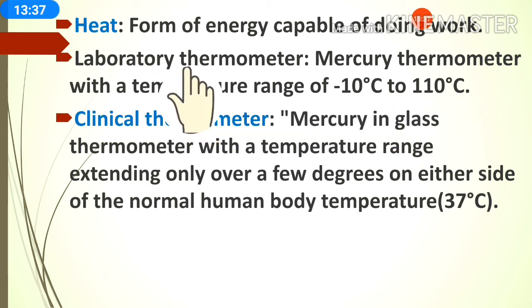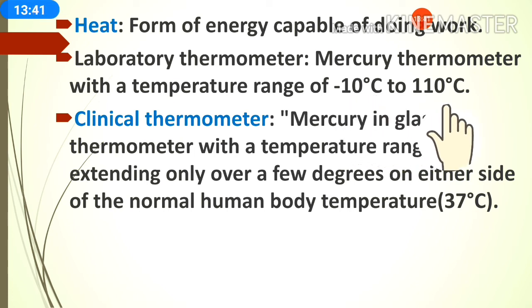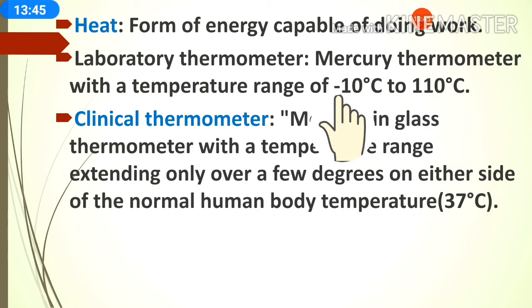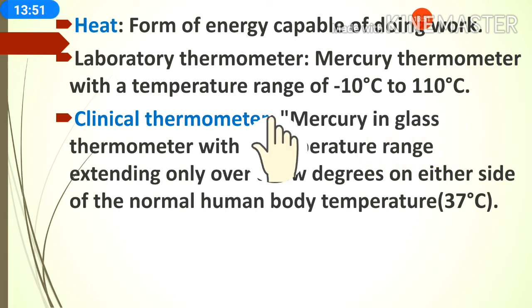Means the scale in the laboratory thermometer ranges from -10 to 110. It can be asked, what is the range of the laboratory thermometer? So you need to write -10 degrees Celsius to 110 degrees Celsius.